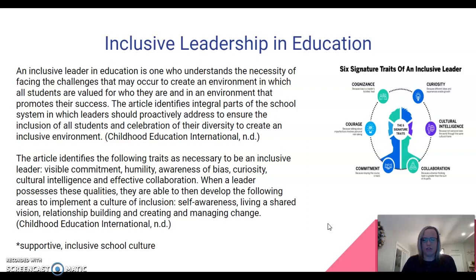I thoroughly enjoyed this article. In fact, I read it several times. I felt it did a great job of really helping me to understand what my role as a leader would be in a building for promoting inclusiveness in the classroom as well as in our school climate, our culture. It identifies just integral parts in which are my responsibility as a building leader and the different traits in which I need to possess and show in order to be effective in that inclusiveness.